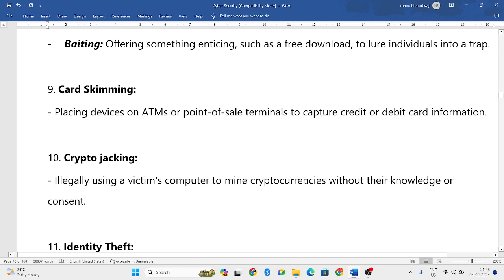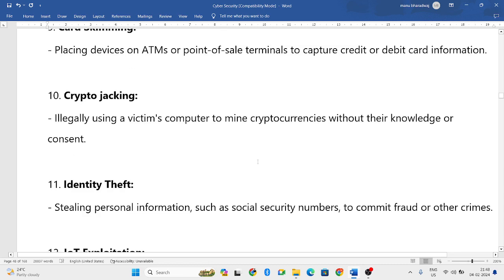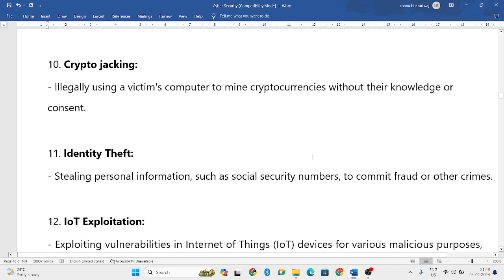Card skimming. What they do is, at the shops there will be swiping machines. In that swiping machine, they try to collect your information, ATM PINs, cards and all. Once they collect that information, they may use it and withdraw money without your knowledge. That is card skimming.